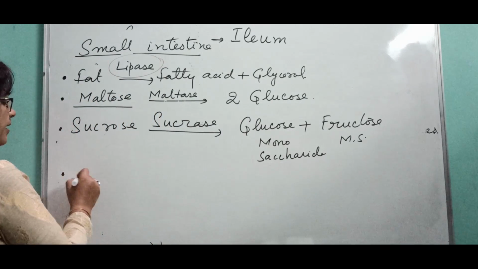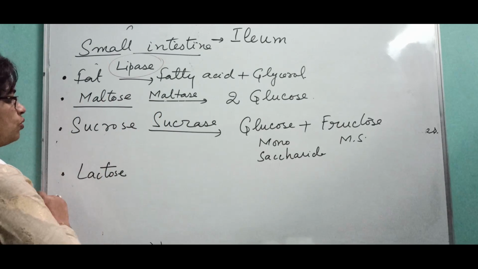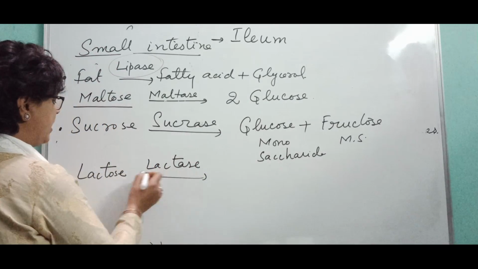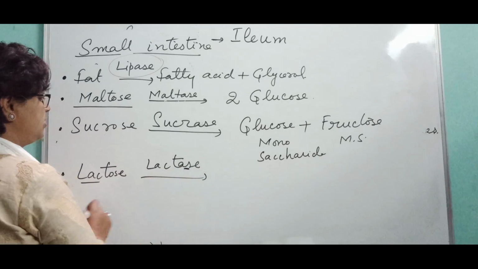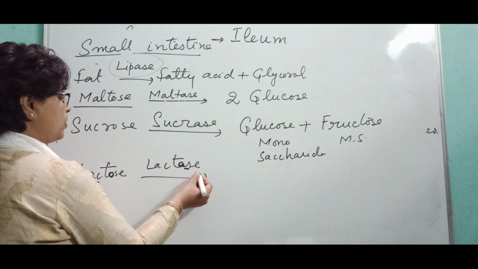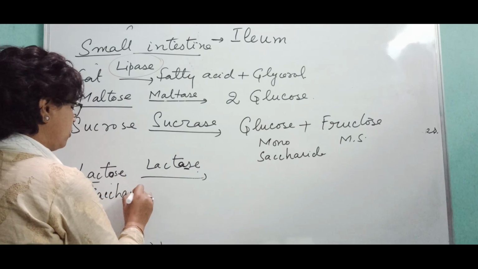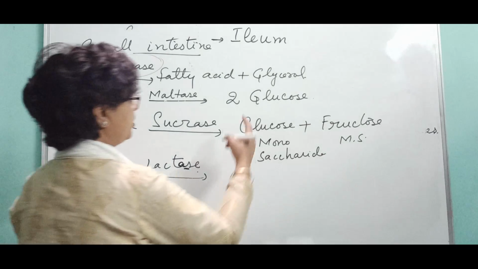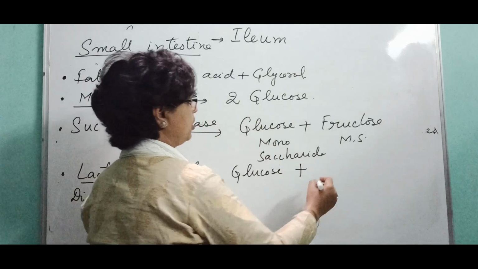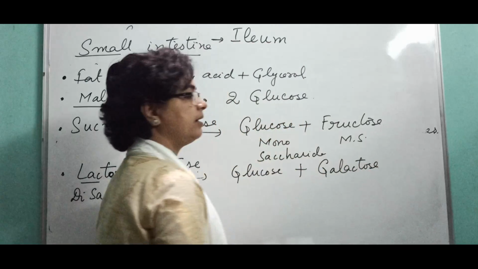The third type of disaccharide is termed lactose. Lactose is milk sugar. The name of the enzyme is lactase. You can identify this: Lact is taken from here, and the word ase indicates the enzyme. So this is lactose and this is lactase. This one is the enzyme and this one is the disaccharide of milk. This lactose is converted into one molecule of glucose and one molecule of galactose. Galactose is also a milk sugar, but it is a monosaccharide.